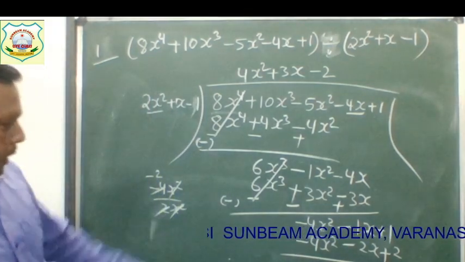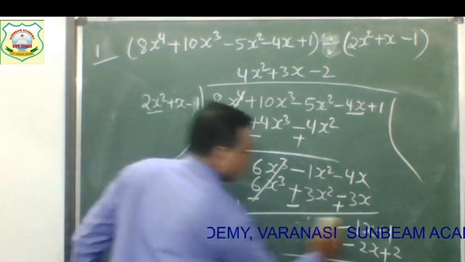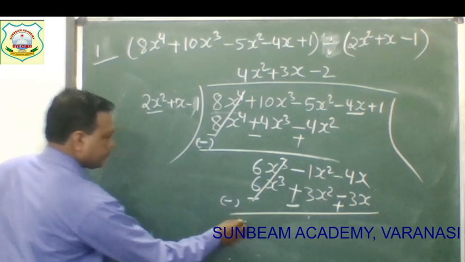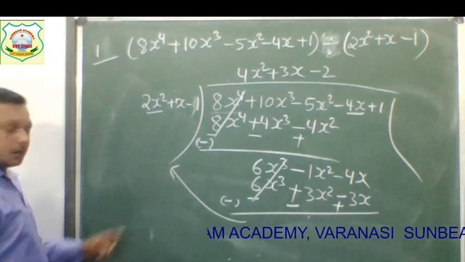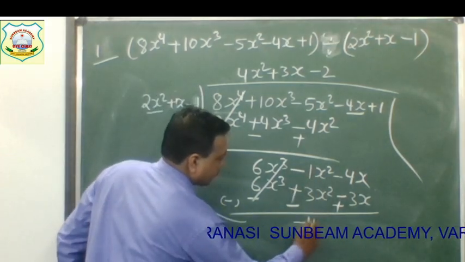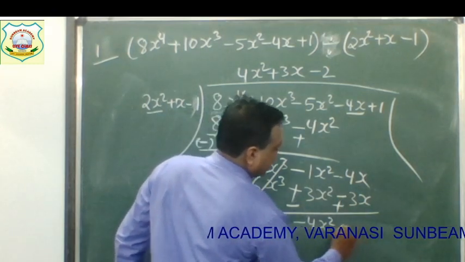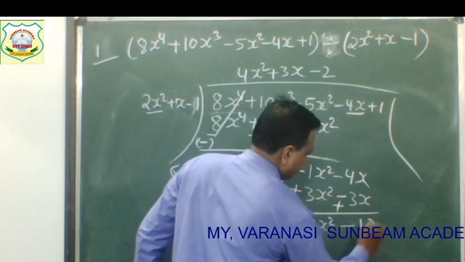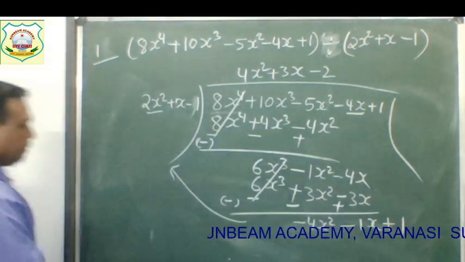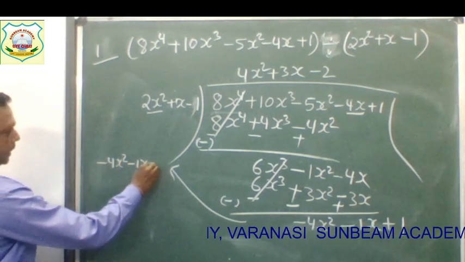I think students you cannot see here. Okay, I am writing here. Up till here you can see. This part we are writing here. See students here. What is left here? Minus minus minus 4x². And here plus. This is the minus 1x. And this one also. We will write here minus 4x² minus 1x and plus 1.